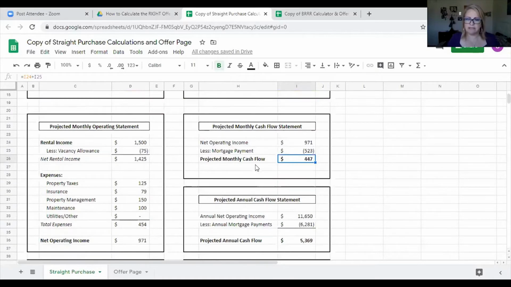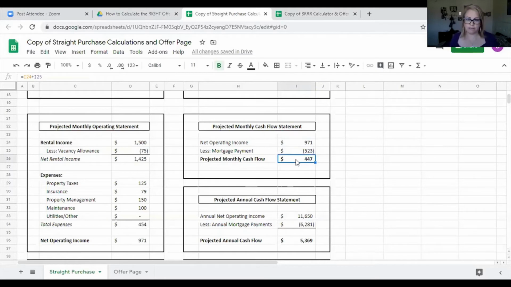All right. So that's on a monthly basis. So then what we're doing is we're looking at projected annual cash flow. So here's our annual net operating income, which is just monthly times 12, minus your annual mortgage payments of $6,281, which is this $523 times 12. Or you could just take probably $447 times 12 to figure out your annual cash flow.